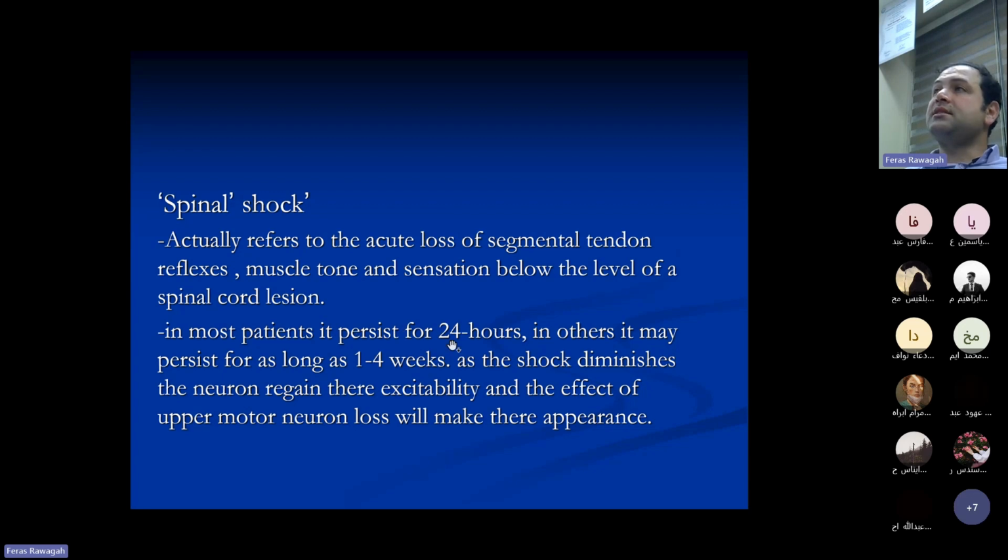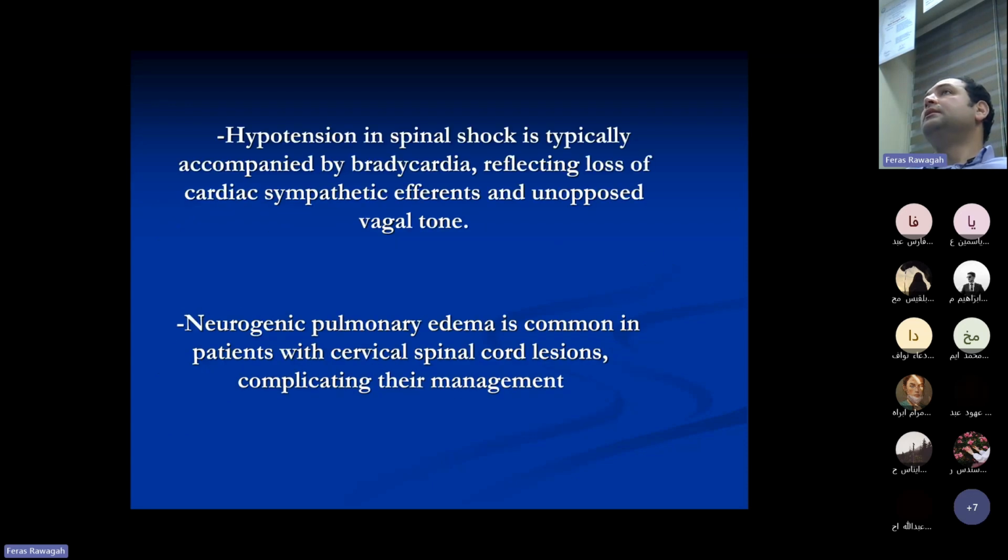In most patients, it persists for 24 hours, but in others, it may persist for long, like 1 to 4 weeks. As the shock diminishes, the neurons regain excitability and the effects of upper motor neuron lesion will make their appearance. So after the spinal shock ends, the patient will have hyperreflexia and hypertonia. Okay? After the period of spinal shock has elapsed.